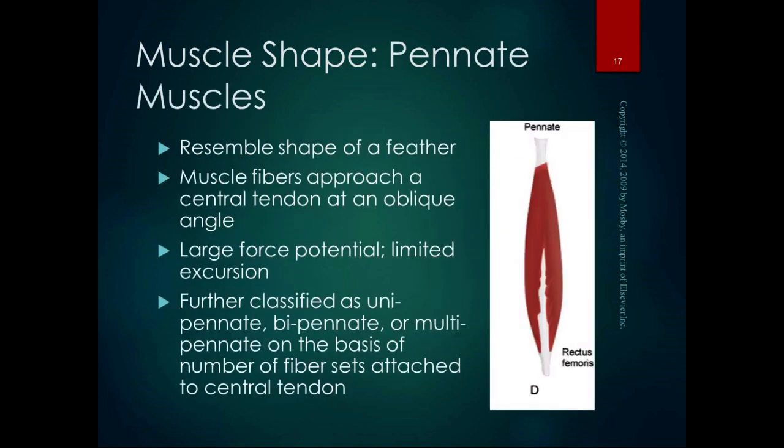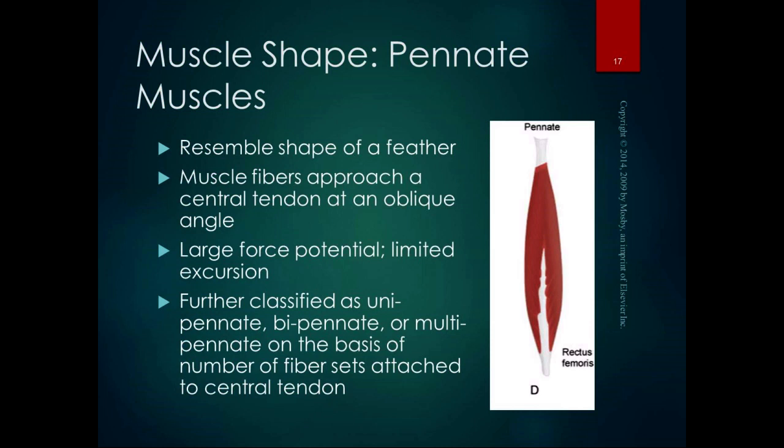Pennate muscles resemble the shape of a feather. The muscle fibers approach a central tendon at an oblique angle. They have large force potential but limited excursion. If you think about how those fibers go, that makes sense. The fibers are going to contract, and you're not going to have a lot of excursion for the whole length of the muscle, but it's lots of force generated. There are subclassifications of pennate muscles, unipennate, bipennate, and multipennate, based on the number of fiber sets that are attached to the central tendon.